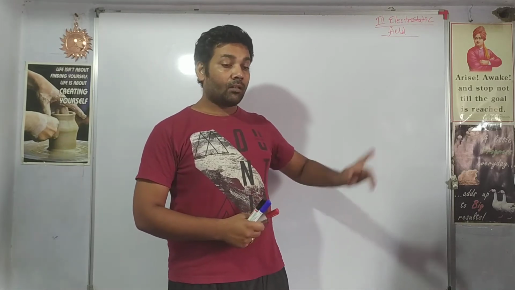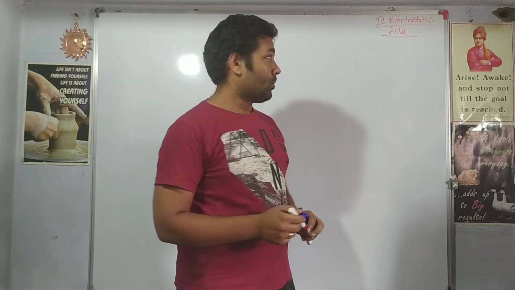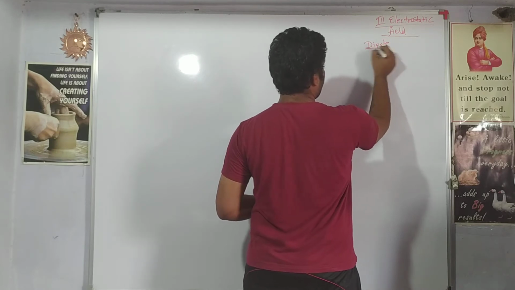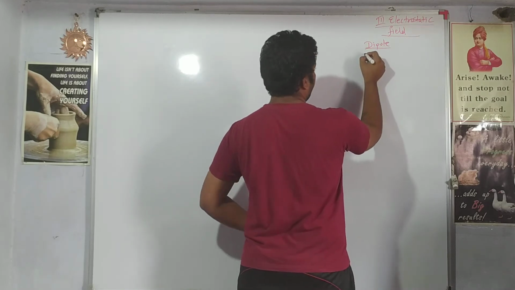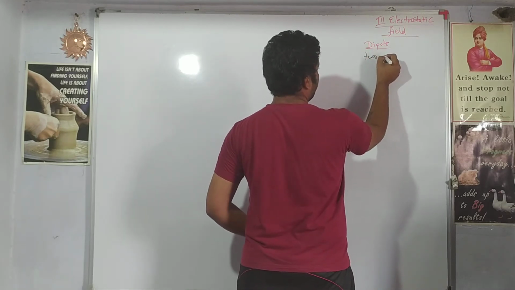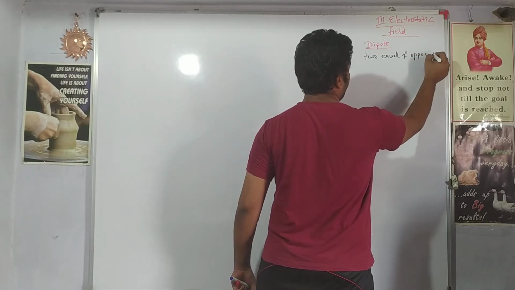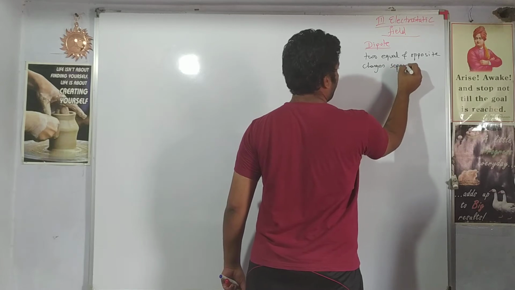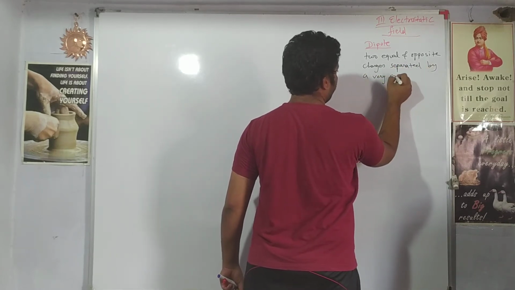The next topic which we are going to take under the electric field in lecture number 3 is dipole. So let us see what a dipole is. As per the definition, a dipole is defined as two equal and opposite charges separated by a very small distance.